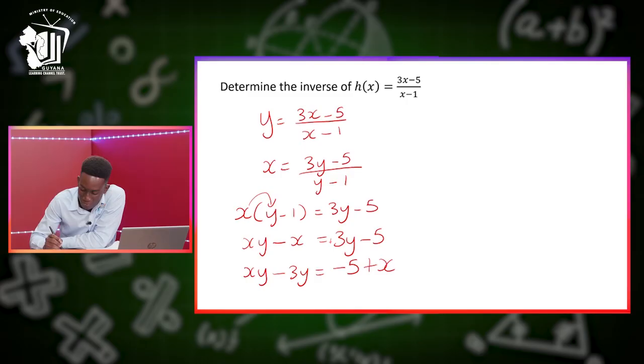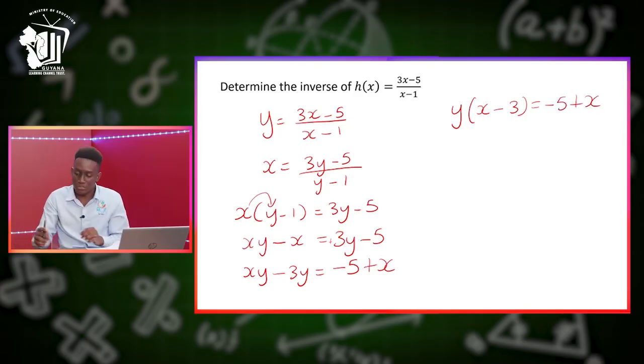We have xy and we have 3y. So the common factor we see there is y. So we factor out that y. So we'll have y, and when we factor out the y from xy, we're left with x. Subtract. When we factor out the y from 3y, we're left with 3. And that will be equal to negative 5 plus x.